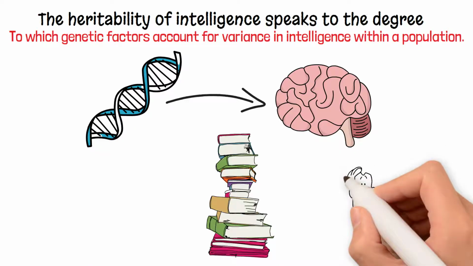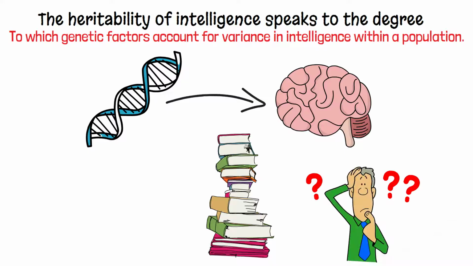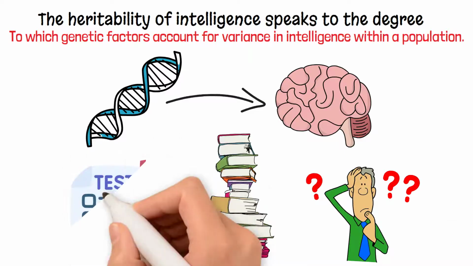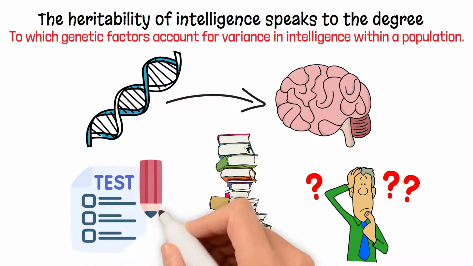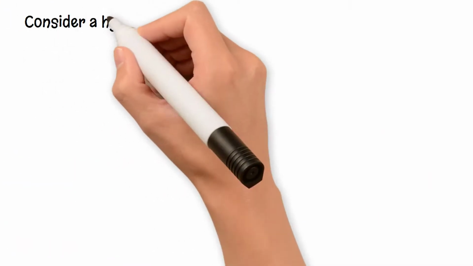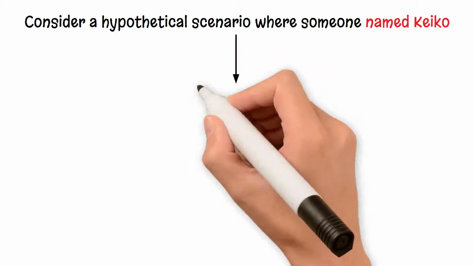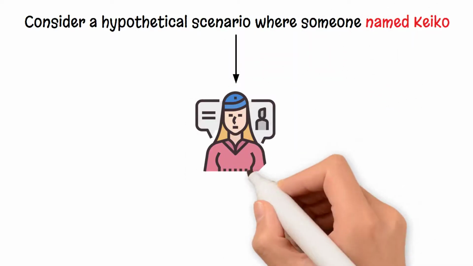Addressing the question of bias, we must acknowledge that not all intelligence tests are created equal. Bias in testing can occur when a test does not account for the varied cultural or educational backgrounds of those taking it. Consider a hypothetical scenario where someone named Keiko, from an ethnic minority, takes a verbal aptitude test.